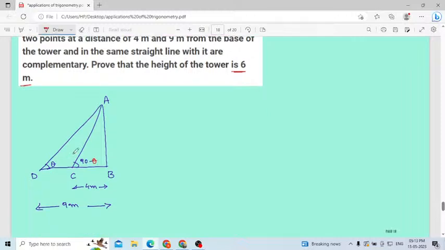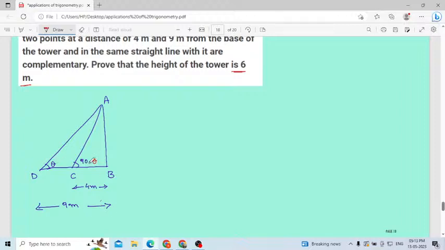Here two towers, sorry, only one tower is there, don't get confused. What tower is there? AB is the tower. It is making two angles of elevation, at a point C and at a point D. Angle of elevation, one from 4 meter from the tower, another from 9 meter from the tower.